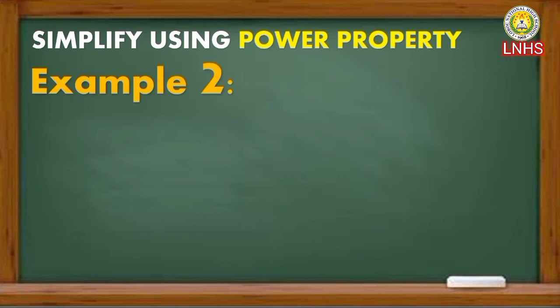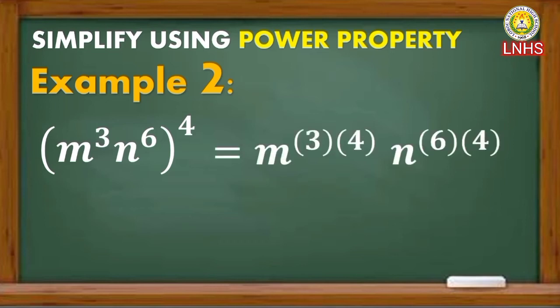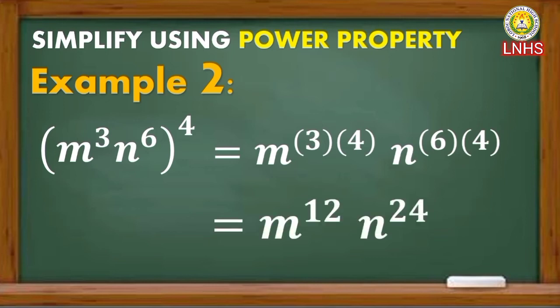Example number 2. m raised to the power of 3 times n raised to the power of 6 raised to the power of 4 is equal to m raised to the power of 3 times 4 times n raised to the power of 6 times 4. Then the result is m raised to the power of 12 times n raised to the power of 24.